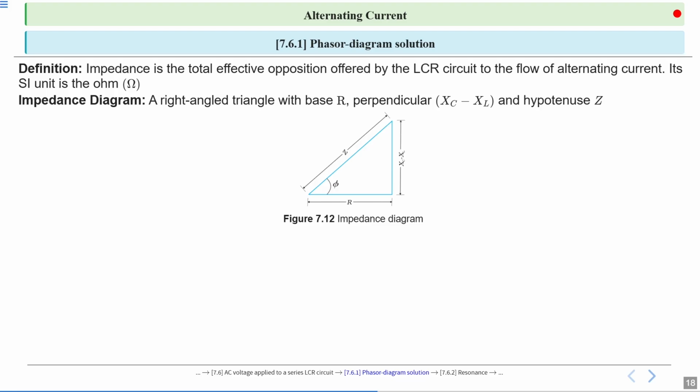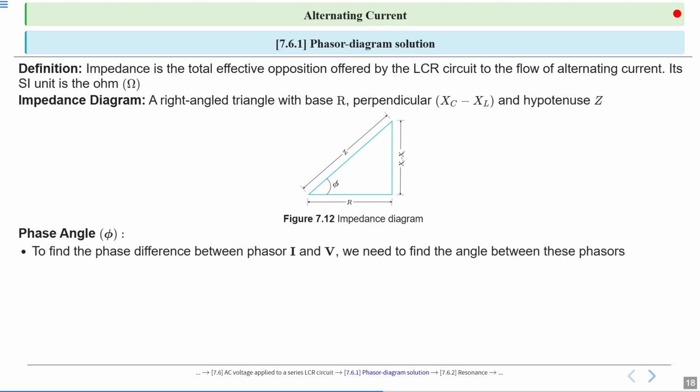We have seen VCm minus VLm, and after putting the values of VCm, VLm and VRm, we came to the conclusion that VRm equals Im R. After eliminating Im, we get the impedance diagram. The base is represented by R, this is XC minus XL, and the hypotenuse represents the impedance. We will calculate the impedance from here. So what is the phase angle?